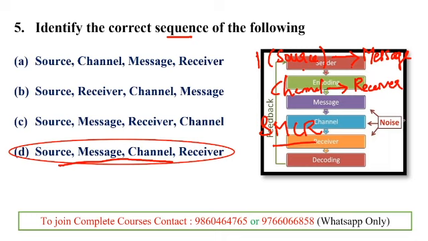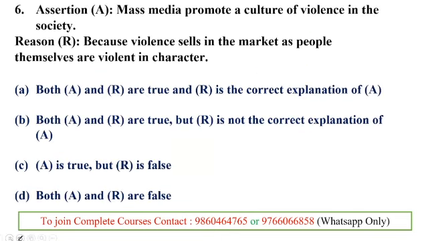So here another important element is noise. The noise that happens in between, in the message, channel and receiver, plays an important role there. Clear? Then the next one is assertion and reason.